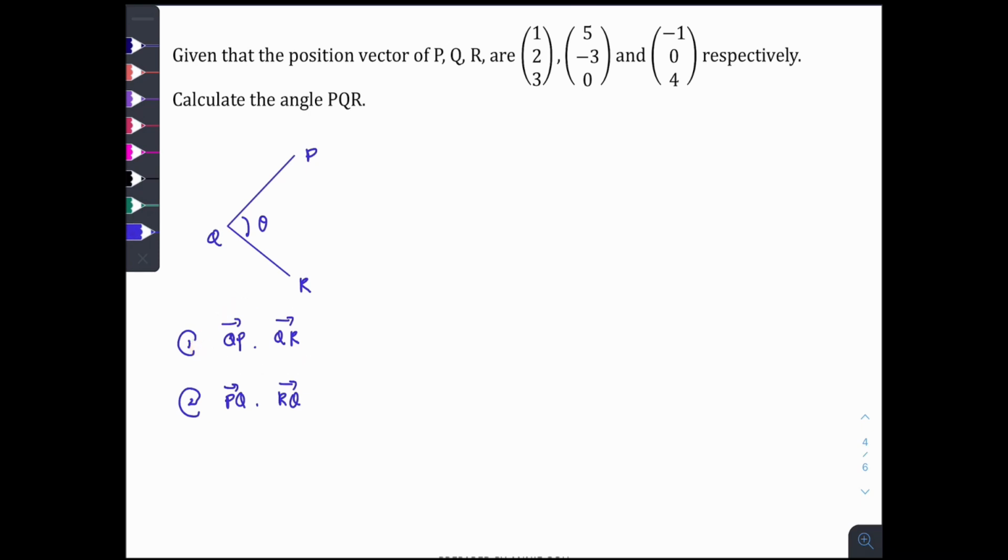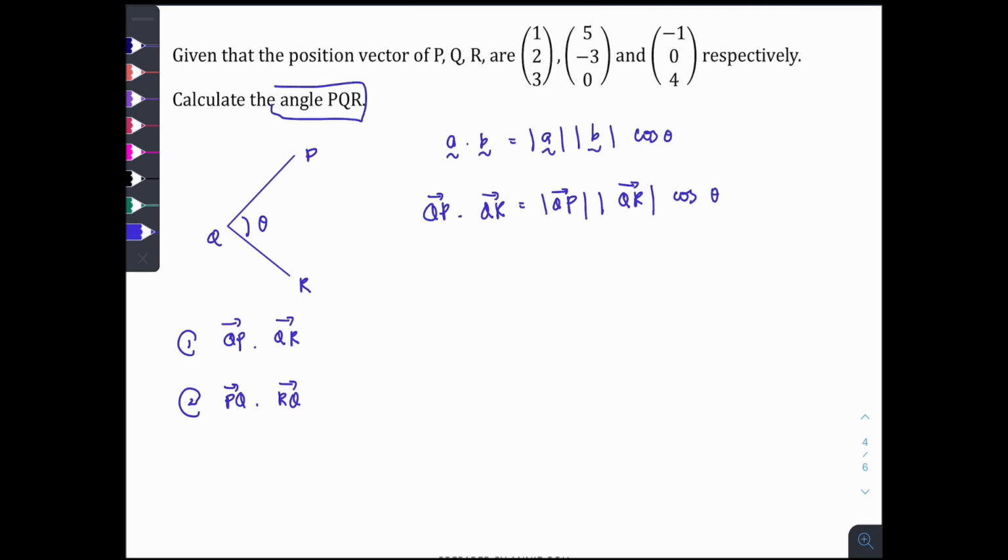The dot product formula is actually given in the formula list. It's A dot B equals A's magnitude times B's magnitude and cos theta. So now just change it. The A vector should be the QP vector. So I write QP dot QR equals QP's magnitude times QR's magnitude and cos theta. And theta is the angle PQR that we are looking for.